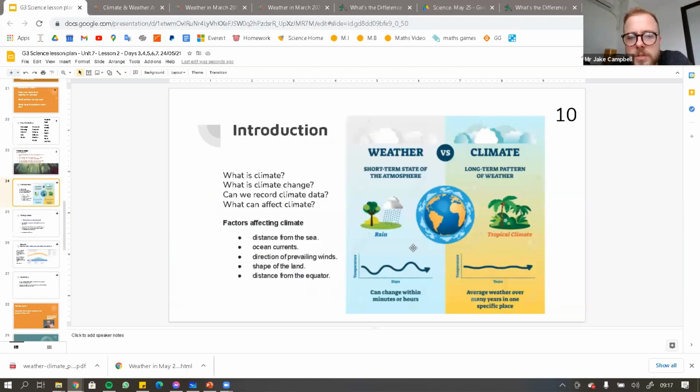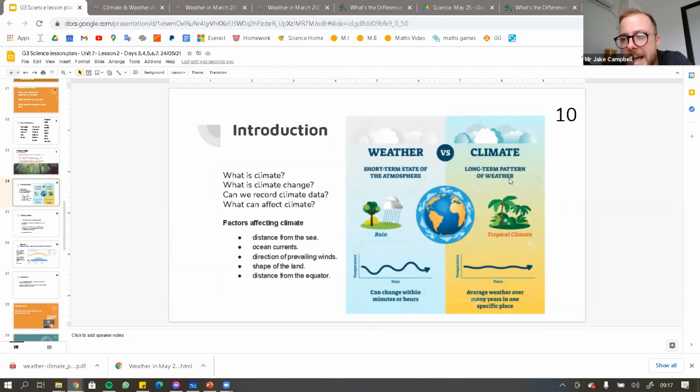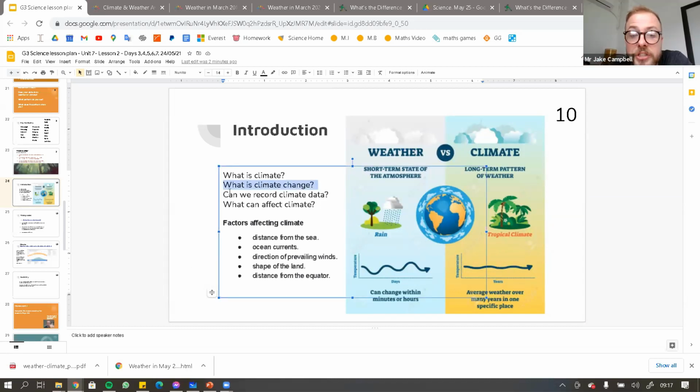Okay, class, so we should have an understanding now about the difference between weather and climate. What is climate? Climate is the long-term pattern of different weathers. We record climate over many years, 10s of years, 20s of years, 30s of years, to see if it slowly changes. Emma, what is climate change?